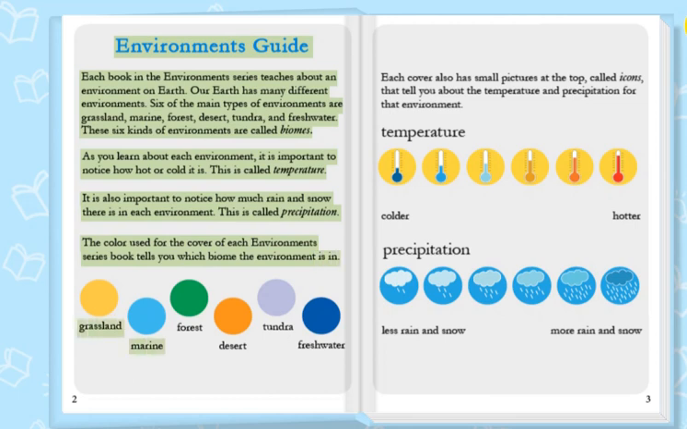Grassland, marine, forest, desert, tundra, freshwater. Each cover also has small pictures at the top, called icons, that tell you about the temperature and precipitation for that environment. Temperature, colder, hotter. Precipitation, less rain and snow, more rain and snow.